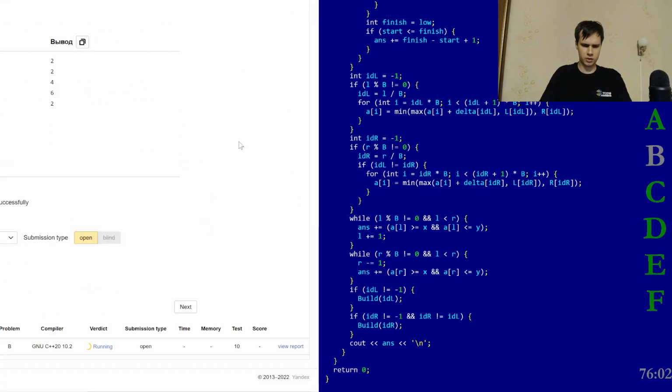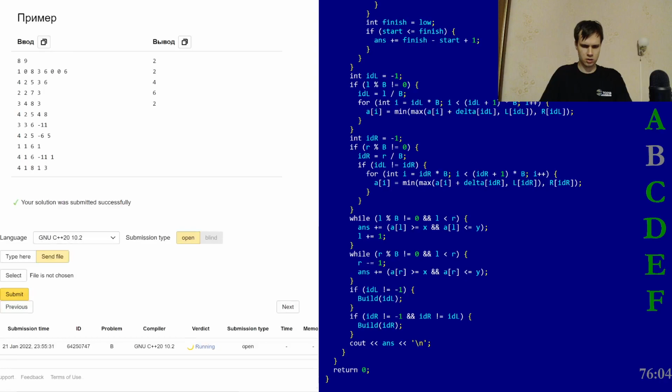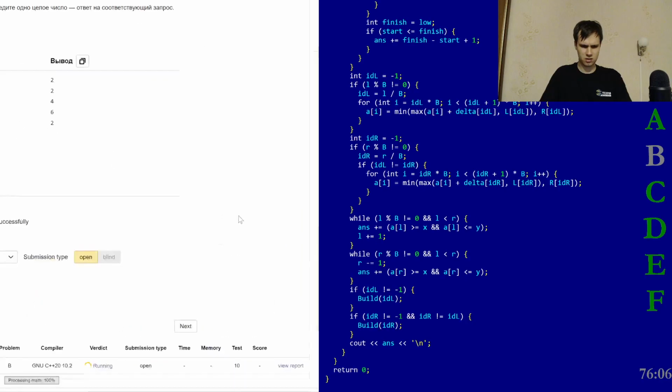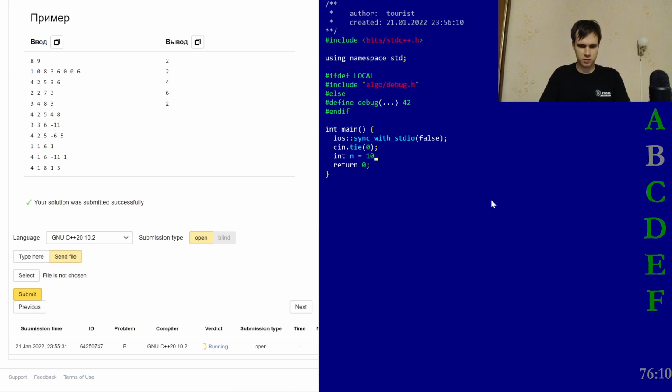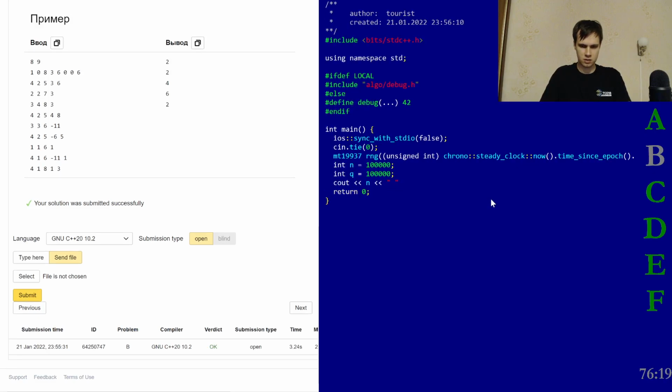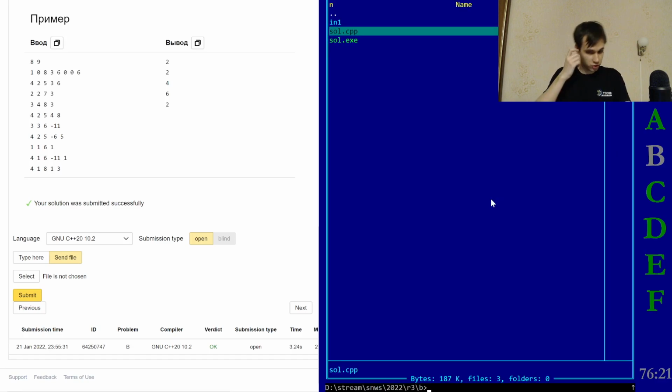Okay, 4 minutes. I should probably just make a big test case. Maybe it just passes and then I shouldn't worry. Yeah, okay, it just passes. It's 3.2 out of 7. Okay.